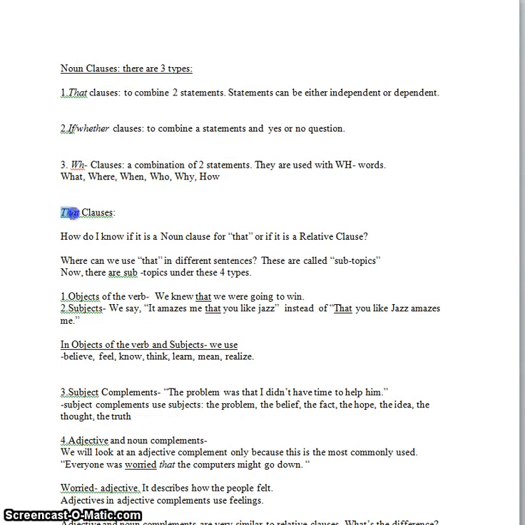Now first, I just want to talk about that clauses. That clauses combine 2 statements. A statement can be either independent or dependent.